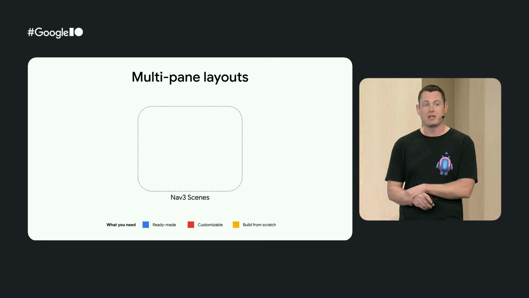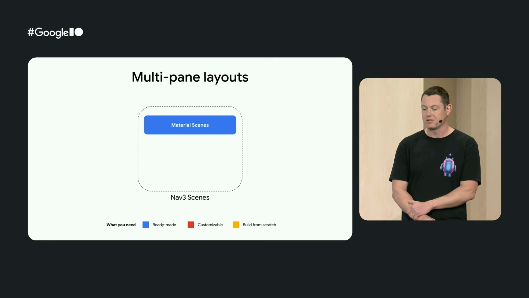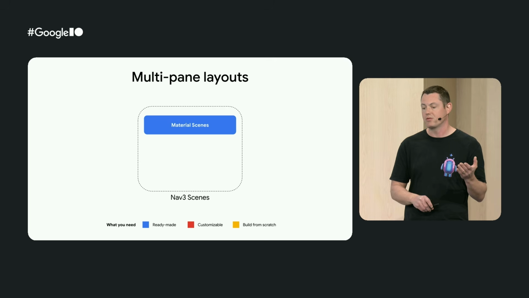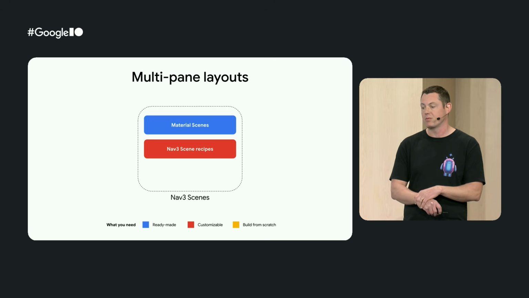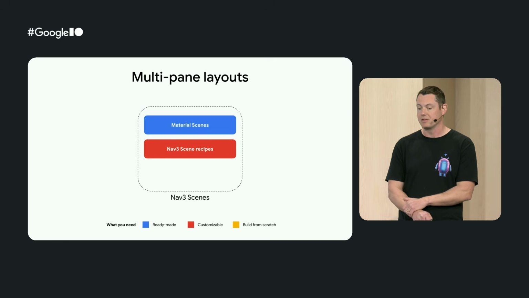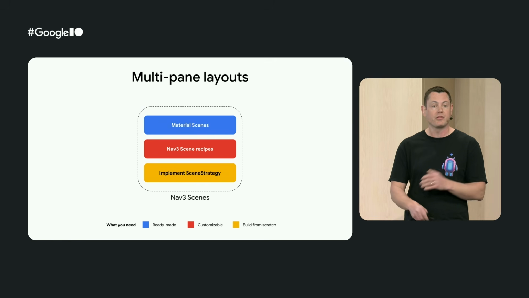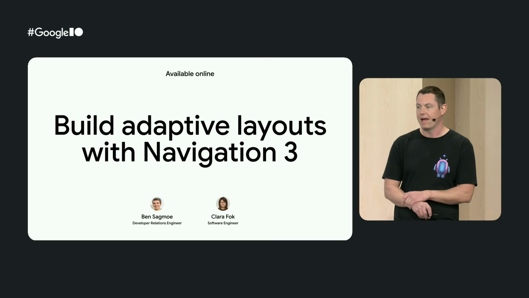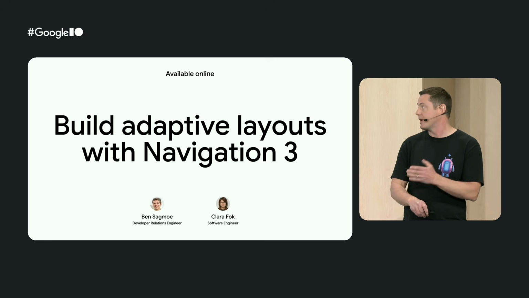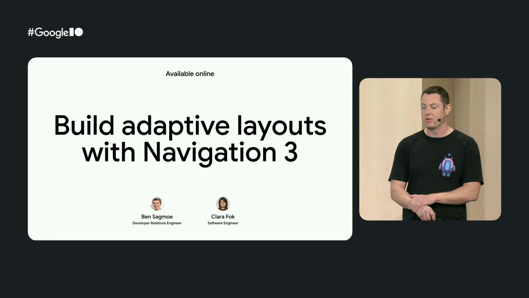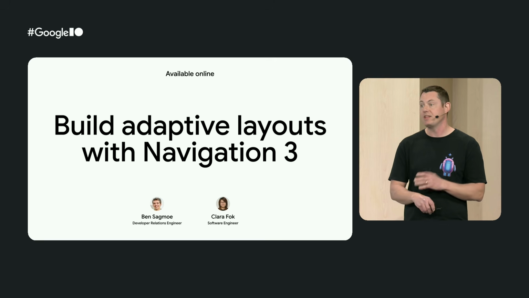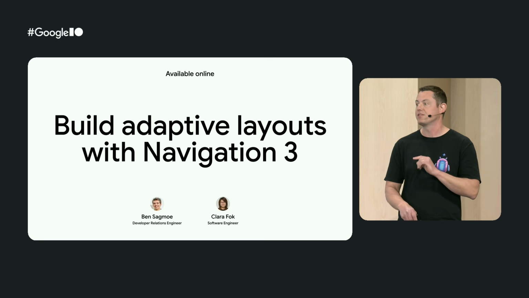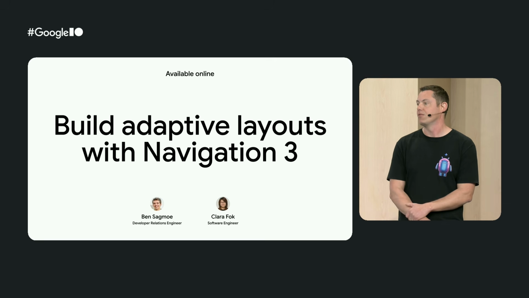So both these are supported in Nav3 through the use of scenes. You can use material scenes for an out-of-the-box solution. You can use the recipes from our recipes repository as a starting point for customization. And lastly, you can implement the scene strategy interface to build something from scratch. And there's a dedicated Nav3 talk with Ben and Clara, released yesterday, that covers all the latest features of Nav3, including the much-requested deep links feature, which was released yesterday. So I know a lot of you have been waiting for that.